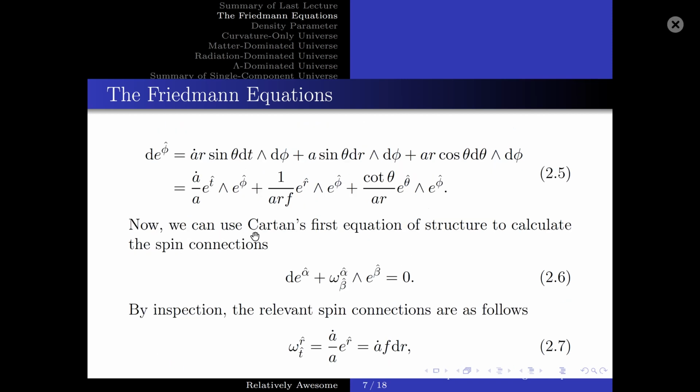Now, we can use Cartan's first equation of structure to calculate the spin connections, and note that this equality is equal to 0 because in general relativity there is no torsion. And by inspection, the relevant spin connections are as follows.